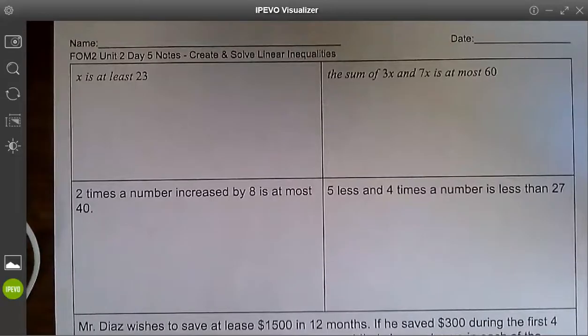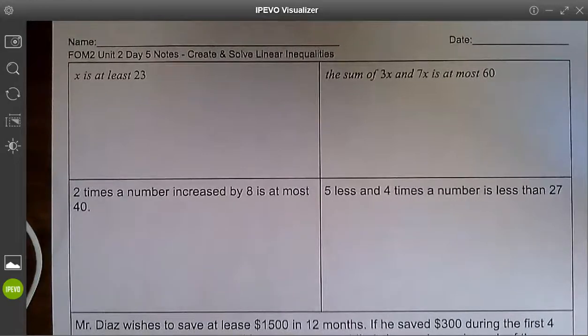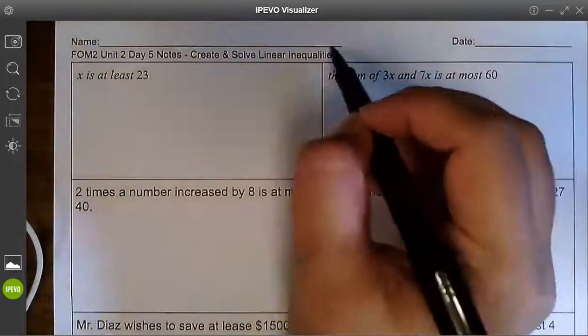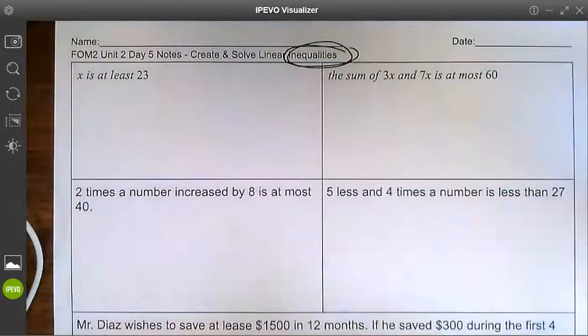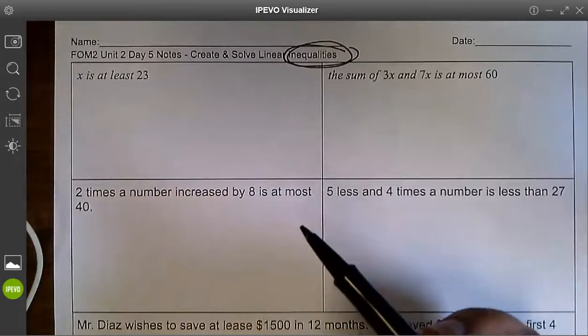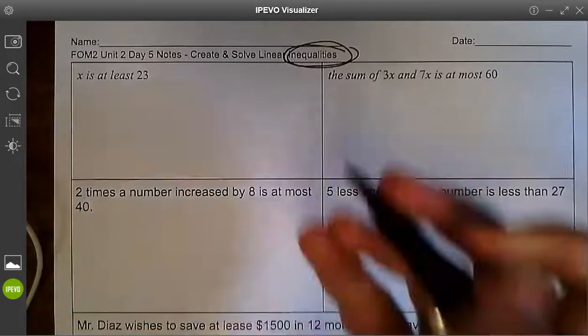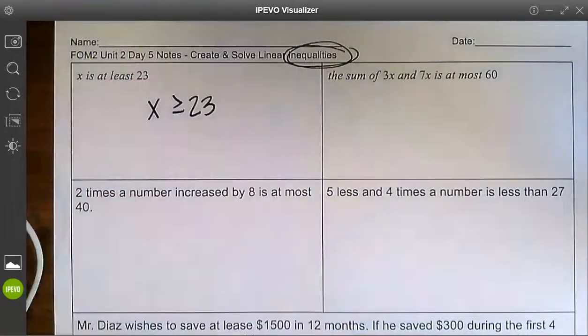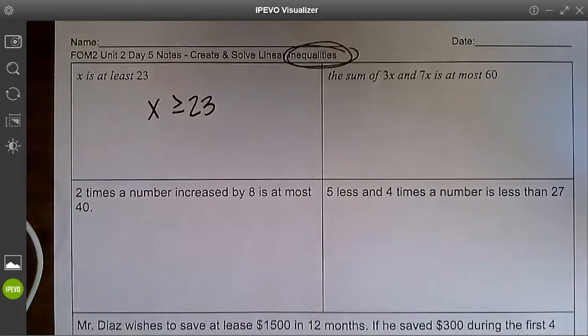Foundations of Math 2, Create and Solve Linear Inequalities, Unit 2. All right, so we're going to start by writing an inequality based on the words. X is at least 23. At least means that is the smallest number it can be, so x has to be greater than or equal to 23. Because it says at least, that means it's greater than or equal to.